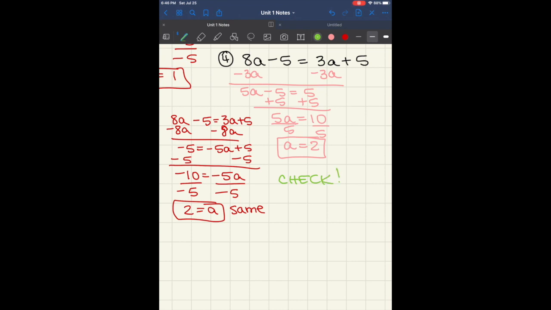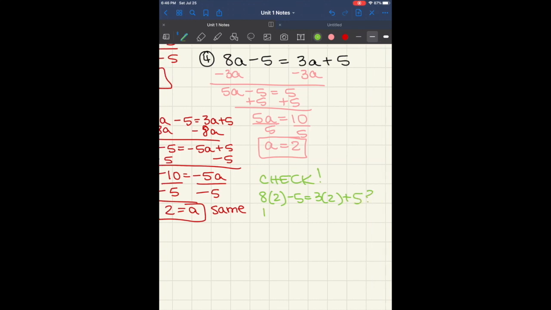When we check, we plug in our positive 2, which was our answer. We want to see if we get the same number on both sides. 11 does equal 11. Yay!